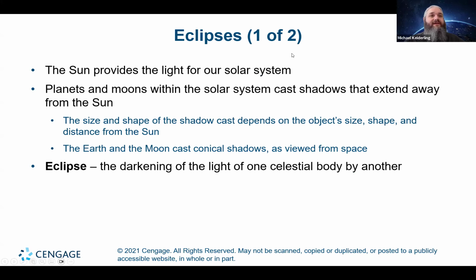So let's talk a little about eclipses. So the sun provides light for our solar system. And planets and moons within the solar system cast shadows that extend away from the sun. And the size and shape of the shadow that's cast depends on the object's size, shape, and distance from the sun. So the Earth and the moon will cast conical shadows as viewed from space, and an eclipse is the darkening of the light of one celestial body by another.